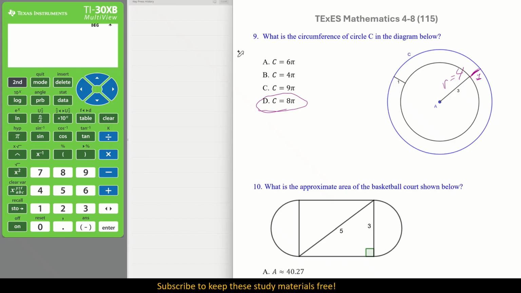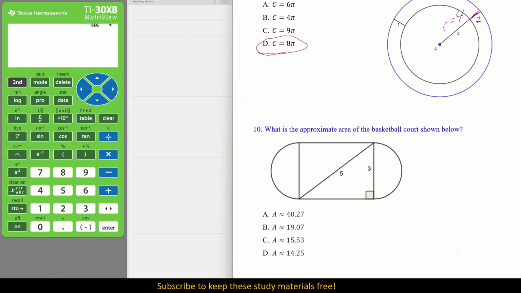Now, this may seem a little simplistic, but every now and again, you will come into this type of question. Okay, you'd be amazed that people get confused at first, but that is all they're asking. Okay, now let's look at number 10.